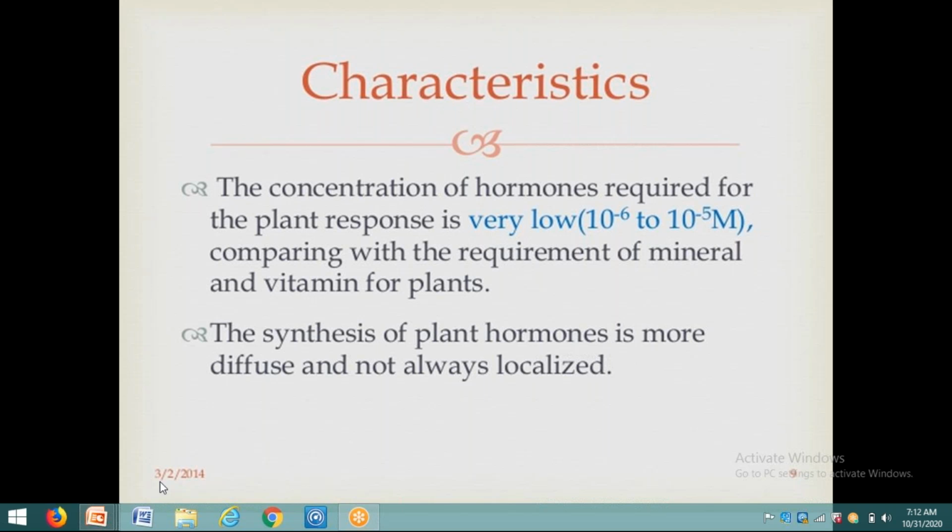It varies from 10 to the power minus 6 to 10 to the power minus 5 molar. The hormone concentration is very low and the requirement is very less as compared to the requirement of the minerals and vitamins for the growth of the plant. For the growth of the plants we require different types of minerals and vitamins. We are providing different minerals to the plants. We are giving water to the plants. All these are required in high concentration, but on the other hand the hormones are required in very low concentration.